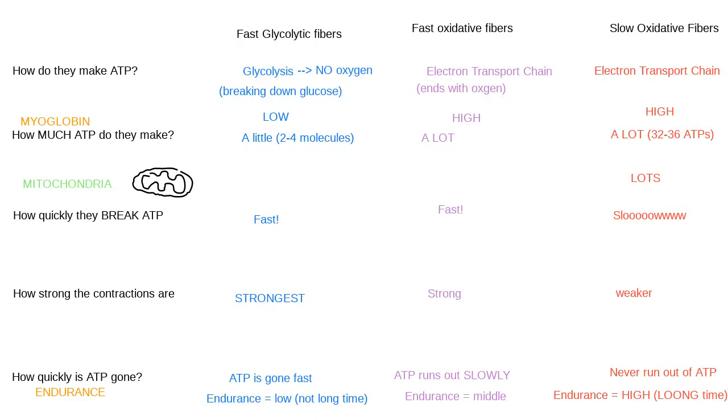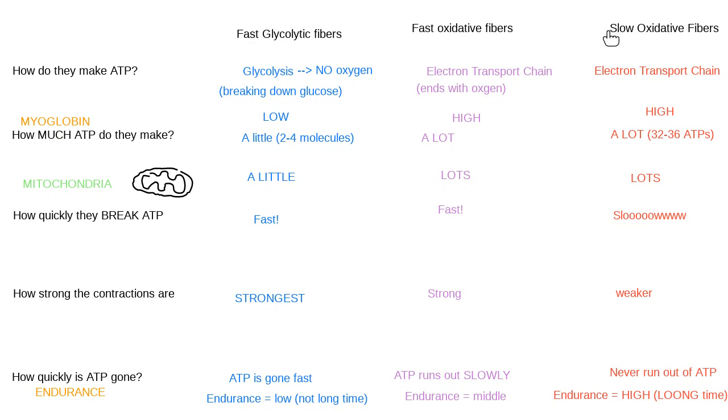It's my fast oxidative fibers, because again, they're oxidative because they use the electron transport chain. Fast glycolytic fibers, they don't use the electron transport chain to make their ATP. They're not going to have a lot. They'll still have some. They'll have a few. But they're not going to have nearly as many as fast oxidative fibers and slow oxidative fibers.